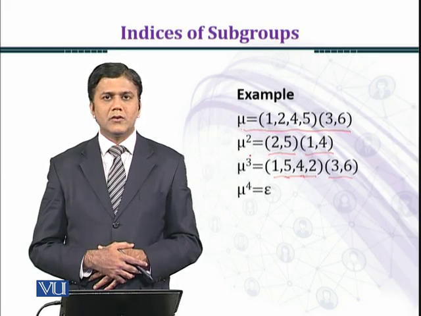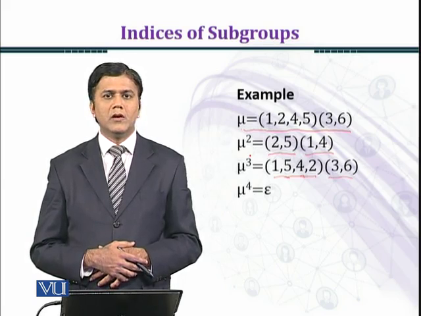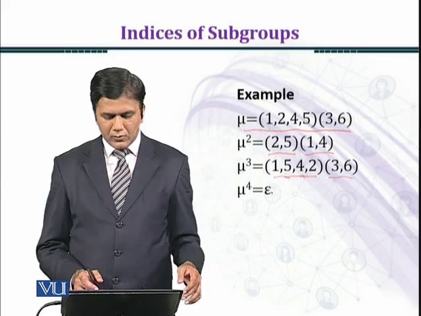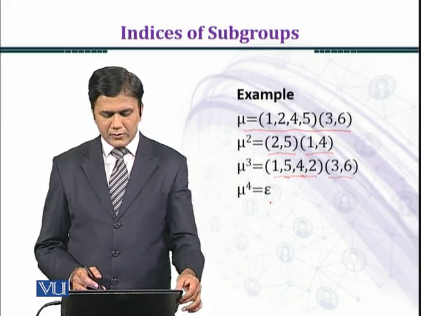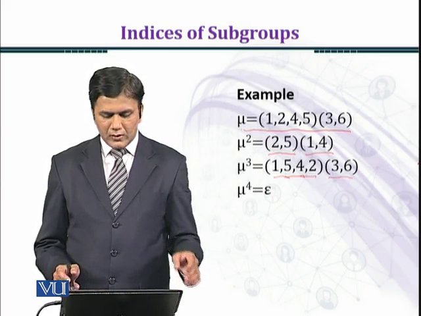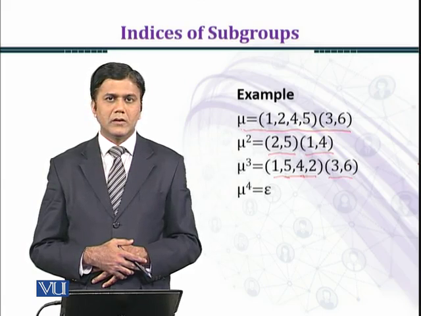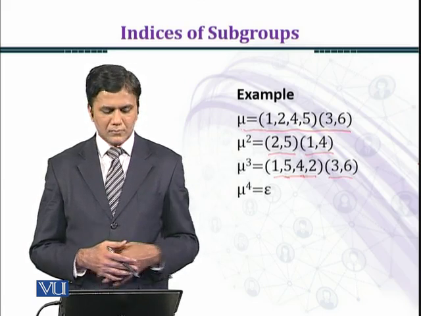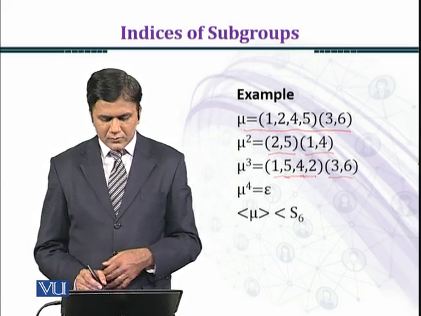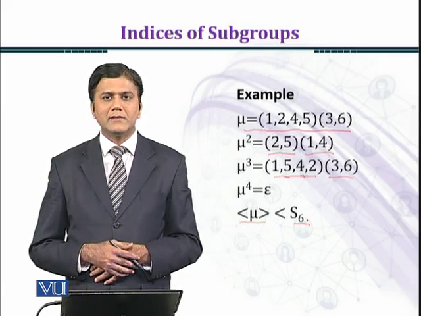We can consider the cyclic group generated by mu has 4 elements. And here epsilon is denoted by the identity element in permutations. Here we are considering mu in the group S6. The cyclic group generated by mu is a subgroup of S6.